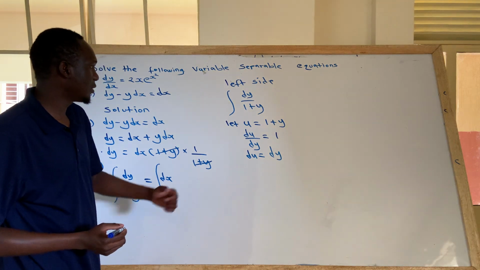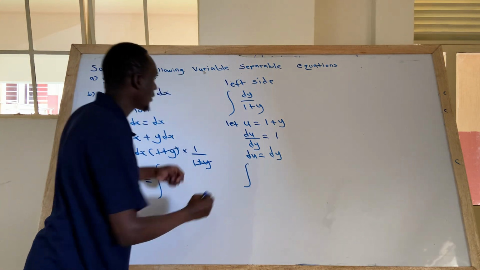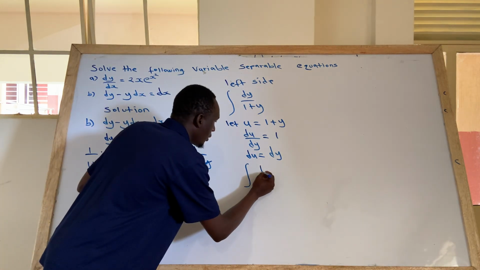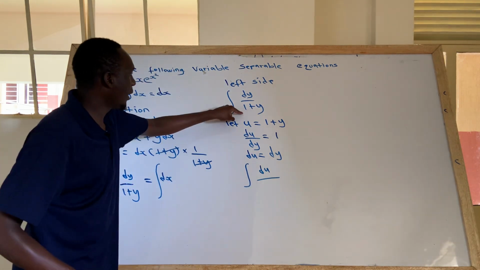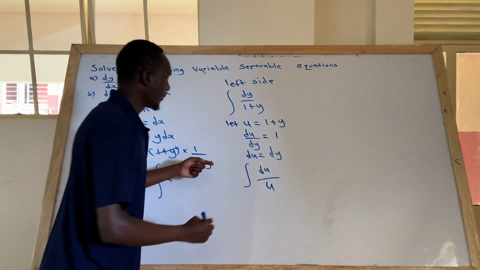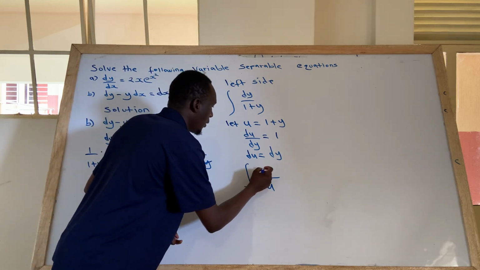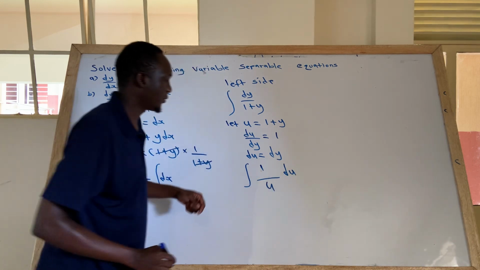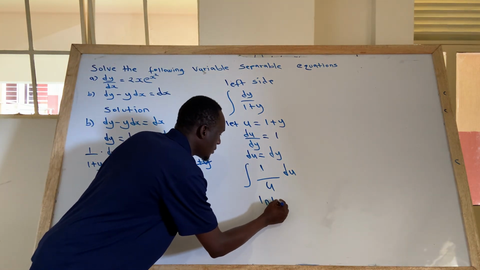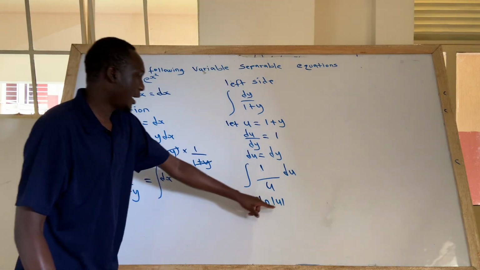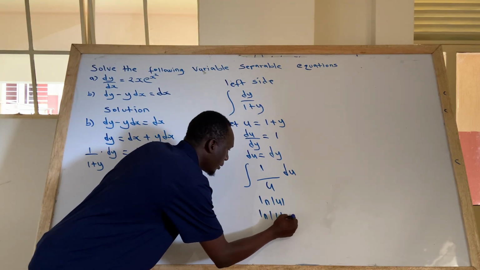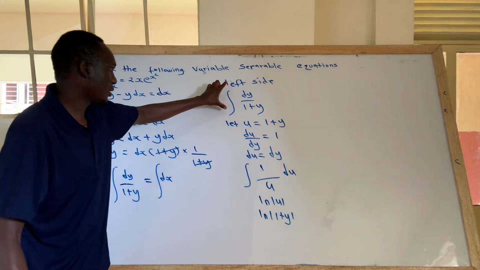We can substitute. We have the integral, our dy is du, and 1 plus y is u. This is the same as the integral of 1 over u du. The integral of 1 over u is simply ln absolute u. And our u is 1 plus y. Therefore, we have ln absolute 1 plus y. That's the integral of the left side.